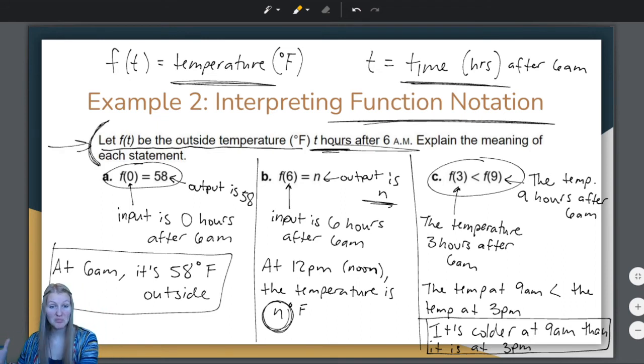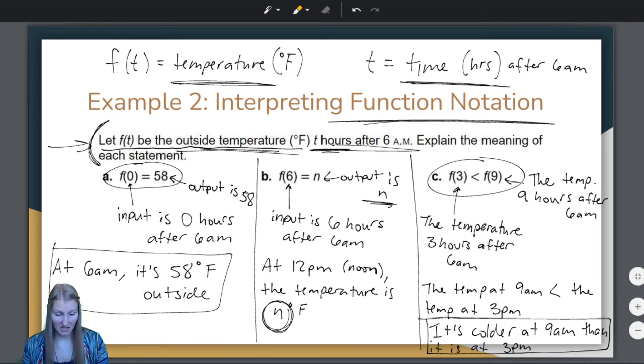In the next example, f of t could be something completely different. It could be the height that a ball is off the ground when I throw it. You know, it could be so many different things. In this example, f of t was the outside temperature. In another example, f of t could be something completely different. How much money we make, depending upon how many t-shirts we sell. Something like that. Okay. Alrighty.